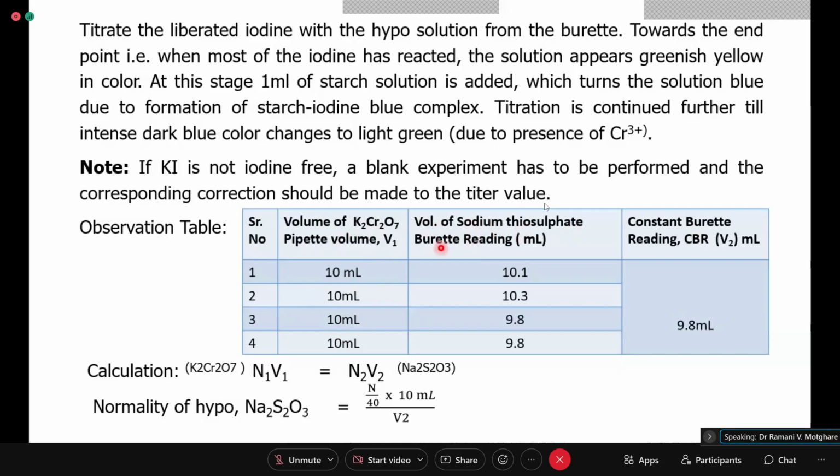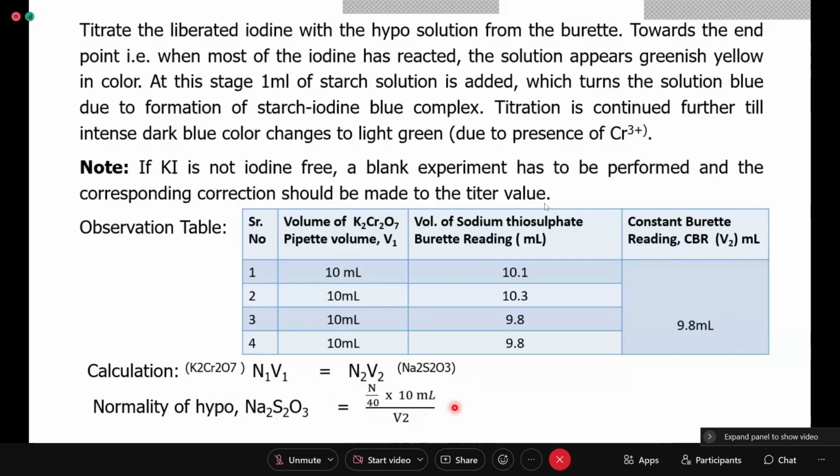Like the first was 10.1, 10.3, 9.8, 9.8, and you will write the constant burette reading, which is the constant one you are getting, that is 9.8 ml. So we will use this value to calculate the normality of thiosulfate solution. N1V1 of dichromate is equal to N2V2 of thiosulfate. So that is how you will get N by 40 into 10 ml divided by 9.8 ml.